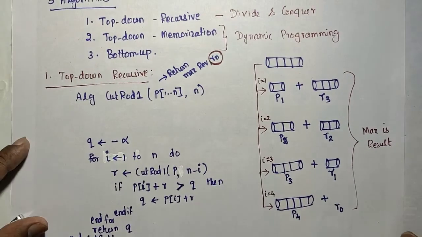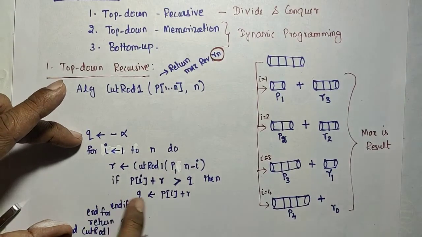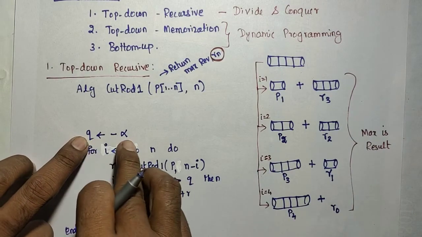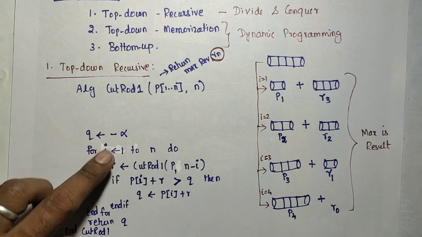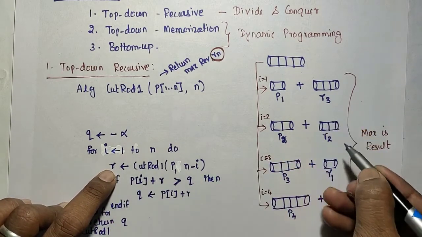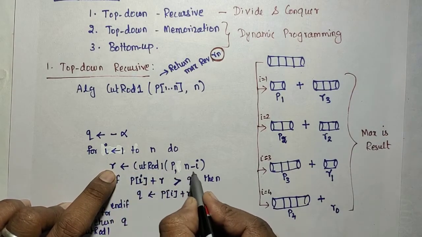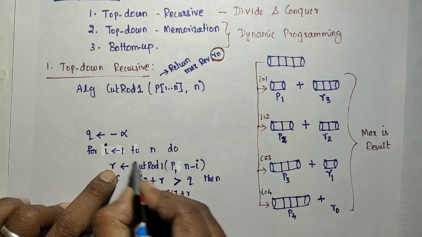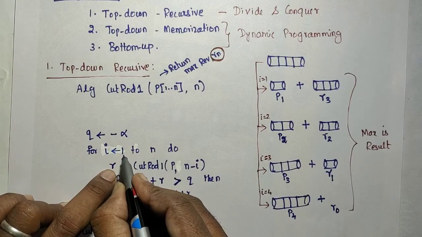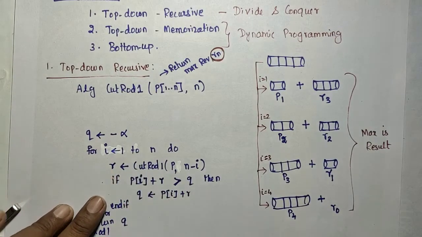Okay, Cut-Rod 1. So this is that algorithm. Q equal to negative infinity. We are finding the maximum between these. For that we take one variable Q equal to negative infinity. This is for finding R3 to R1. In each iteration, when i equals 1, R3 will be determined, so 3 will be passed here. When i equals 2, 2 will be passed here. When i equals 3, 1 will be passed here. When i equals 4, 0 will be passed here, like that.